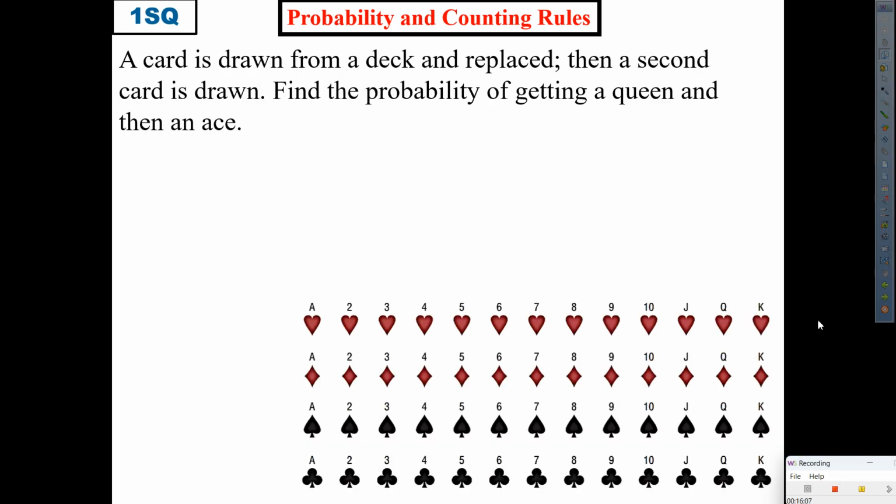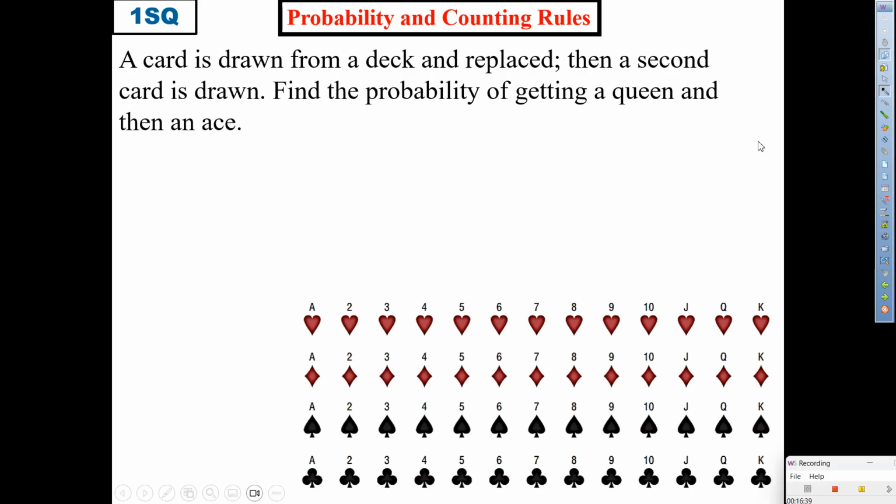Example 1 Super Q, and it reads, a card is drawn from a deck and replaced. Then a second card is drawn. Find the probability of getting a queen and then an ace. So copy the entire problem, please. Only the verbatim. You don't need to copy the picture down here, just the words. Give you some time. All right, let's do this.